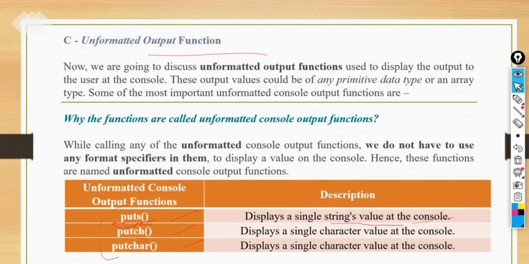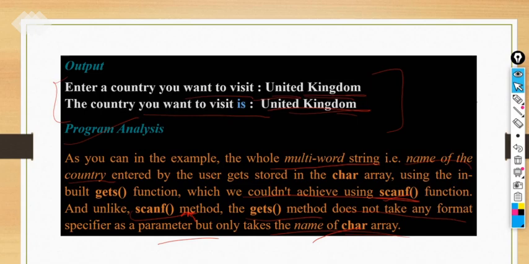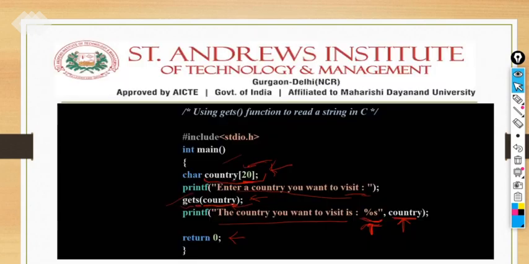Putch is used to display a single character value on the console screen. Putchar also does the same thing, but there is a difference between putchar and putch. Whatever you are printing, if you want to come back after that, there is a need to press the enter key. So all three are different. Are you able to get this point? We will take an example to get better clarity about it.